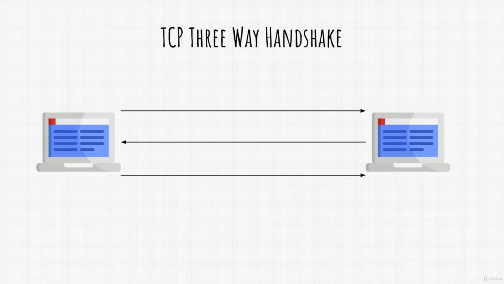First one is SYN. In this step, the client wants to establish a connection with the server, so it sends a segment with SYN, which stands for Synchronize Sequence Number, which informs the server that the client wants to start communication and with what sequence number it starts the segments.